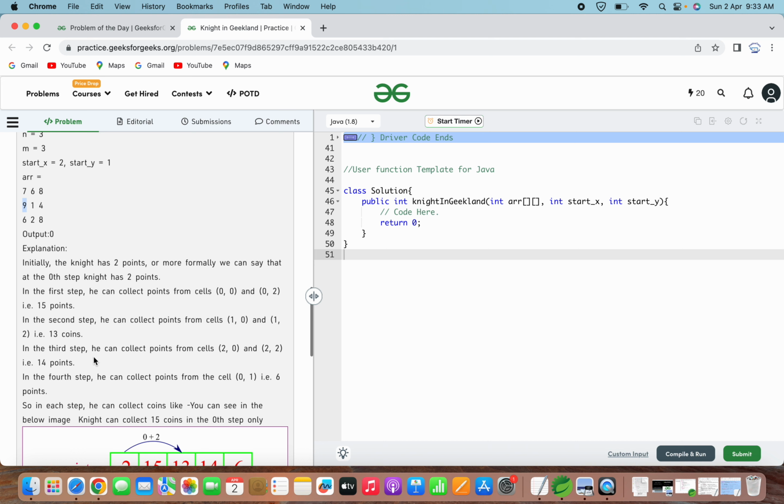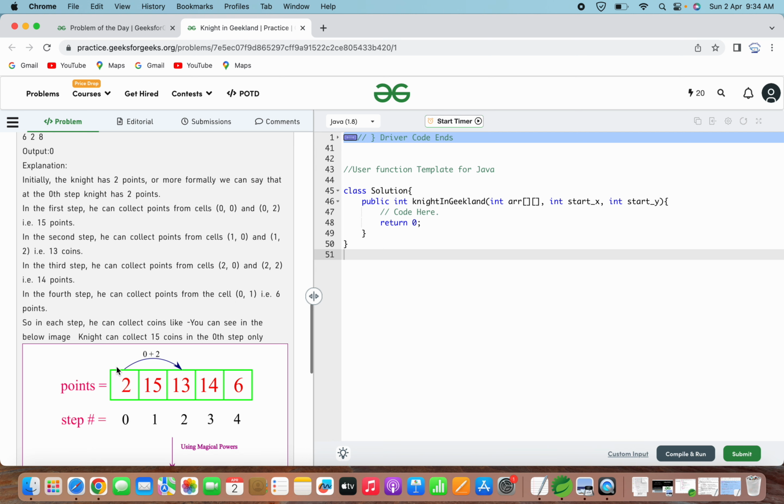In the third step, he can collect the points from 2,0 and 2,2. So now in the second step, the knight position is this and this. So here it can either go to this or to this. So here it will collect 6 plus 8, that is 14 points. Okay. And in the fourth step, from these two locations, it can go to this position where the value is 6. So in the fourth step, he can collect the points from the 0,1 cell, that is 6 points.